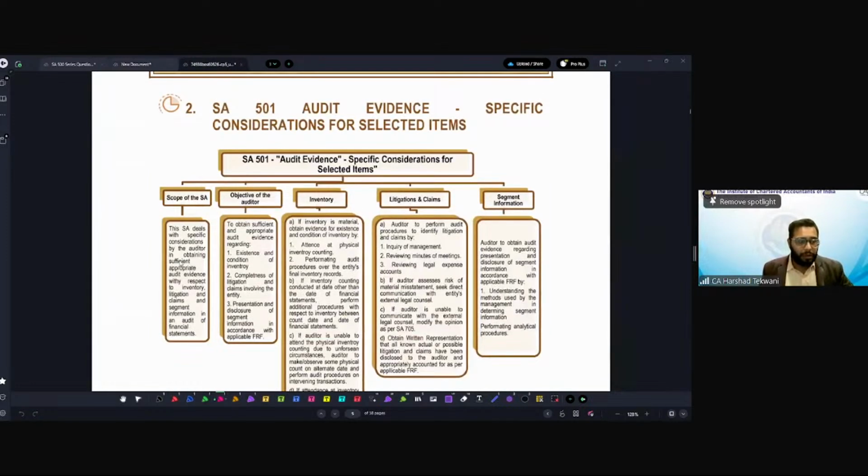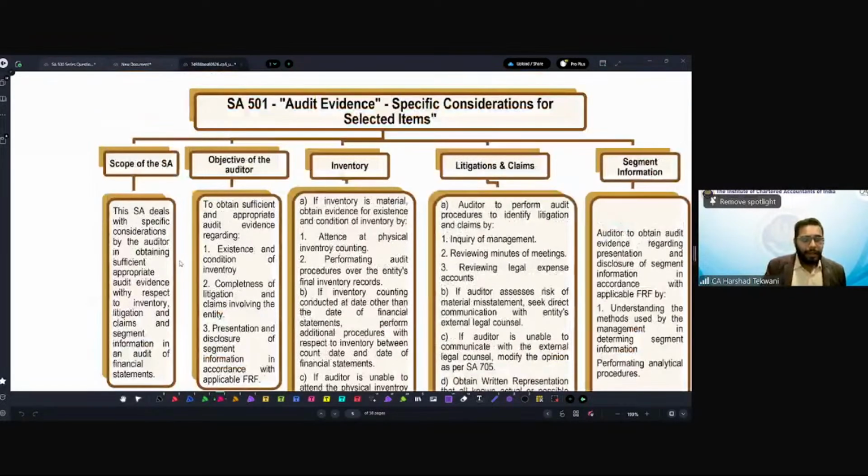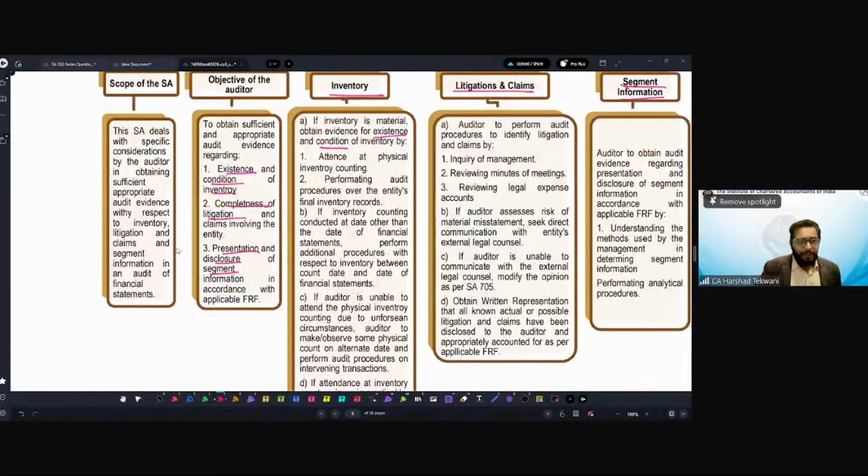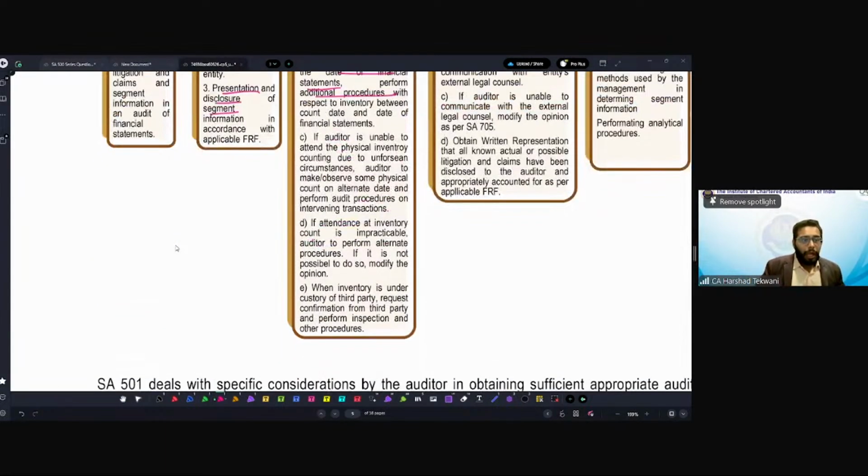This is SA 501. Again, you have three elements: inventory, where you check the condition and existence of the inventory; litigations and claims, where you need to perform completeness of the litigations and claims; and the presentation and disclosure of the segment information. So in inventory, attend the physical count, perform auditing procedures, counting at a date other than the date of the financial statements, then additional procedures, remember that we discussed. If the auditor is unable to attend the physical count, make or observe some physical count at an alternate date, and perform audit procedures on intervening transactions.